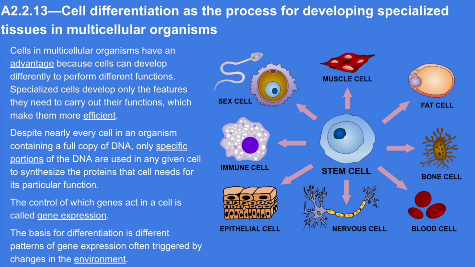And so you have all the DNA in every cell, but only certain parts of it are going to be expressed depending on the type of cell we're talking about. So we call that gene expression, the control of which genes act. Okay, and therefore, as those stem cells differentiate, only those certain portions of the DNA are going to be expressed as proteins.